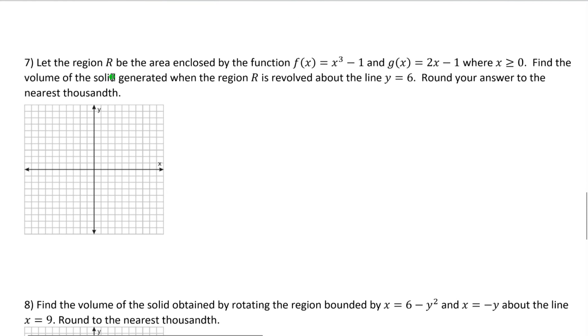Okay, let's try the next one. Go ahead and see if you can try to set this one up. This one's a little bit trickier because you're going to have to solve for where they intersect. Okay, have fun.